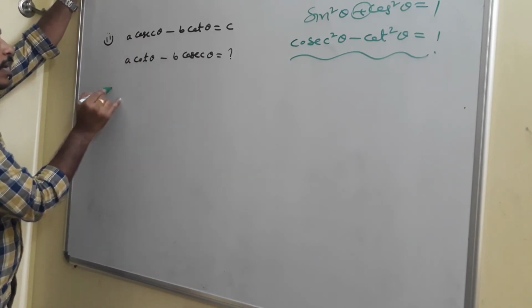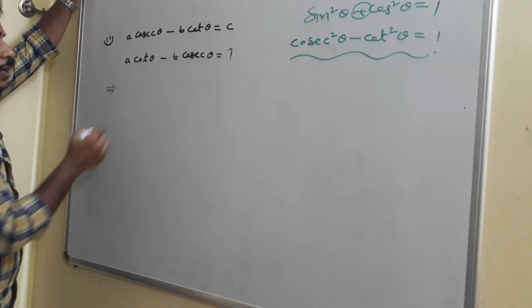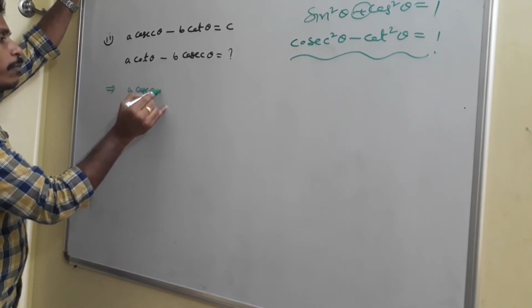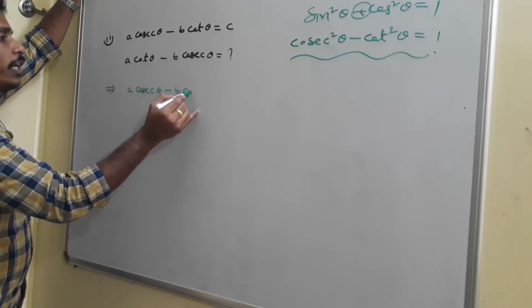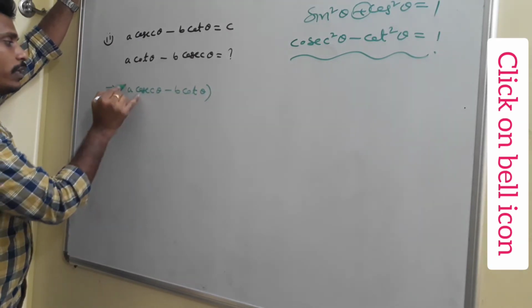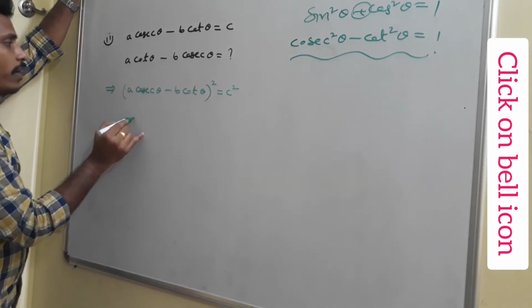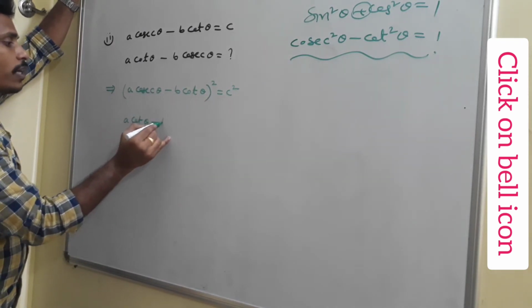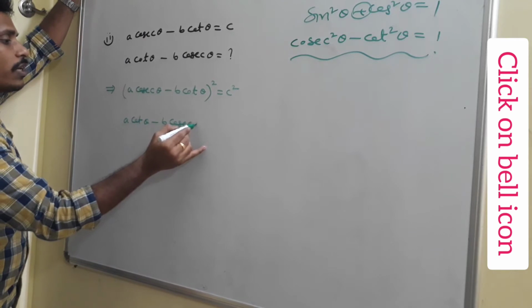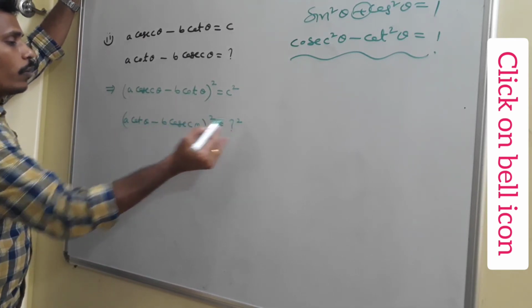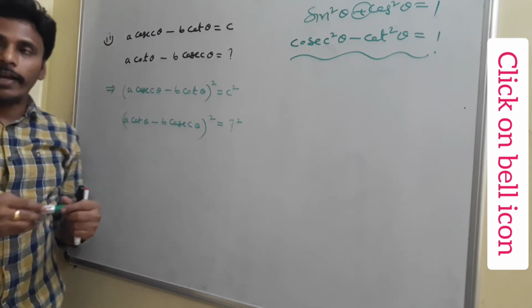And now see, a cosecant theta minus b cot theta is equal to c. A cot theta minus b cosecant theta is equal to question mark. See, I am going with the squaring on both sides. A cosecant theta minus b cot theta whole square is equal to c square. And the next one is a cot theta minus b cosecant theta whole square is equal to question mark square. That's what we need to find at the end.